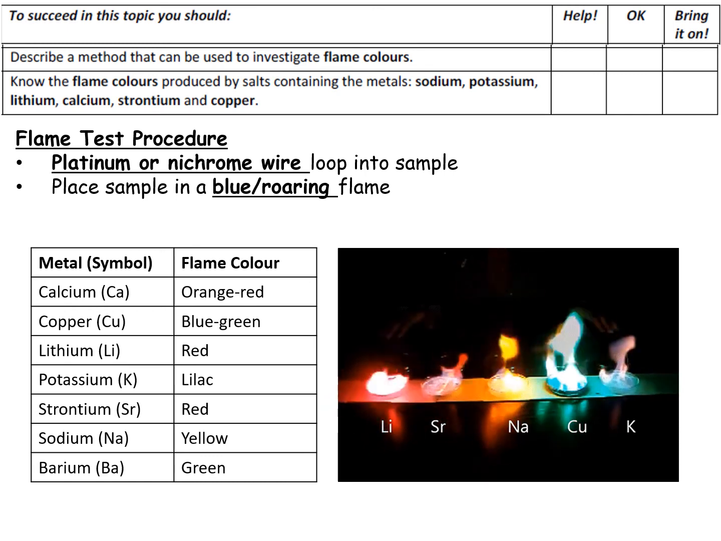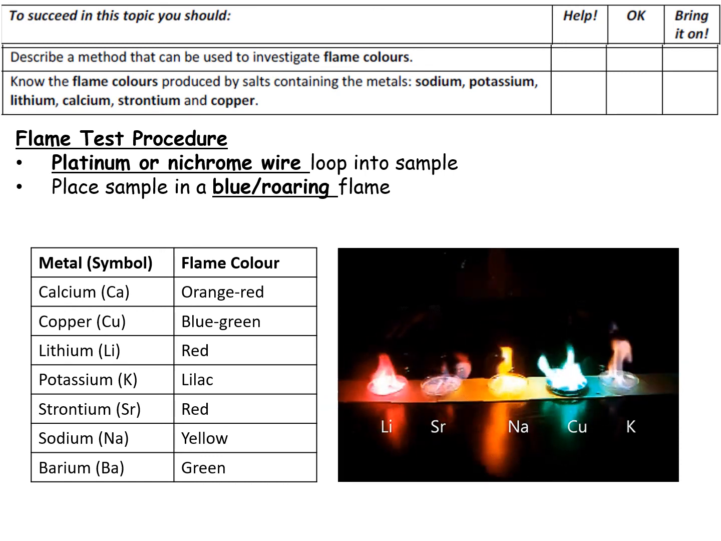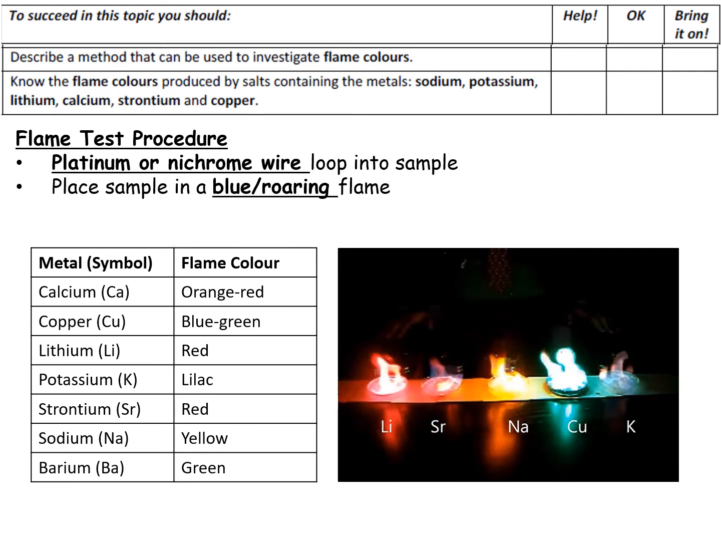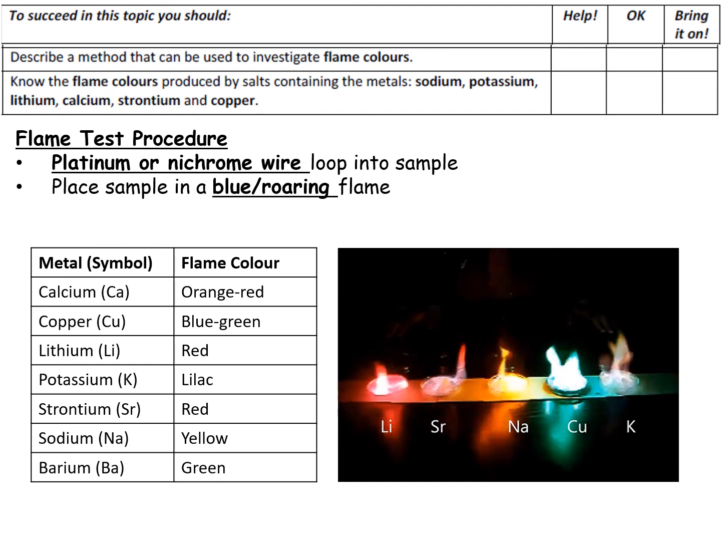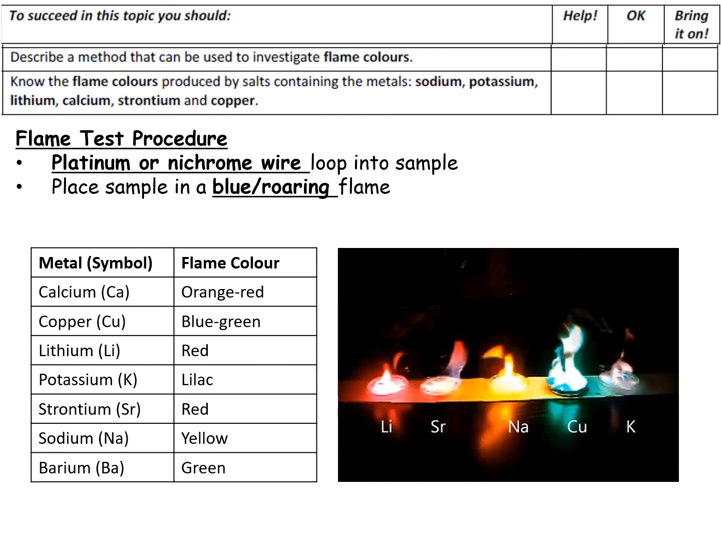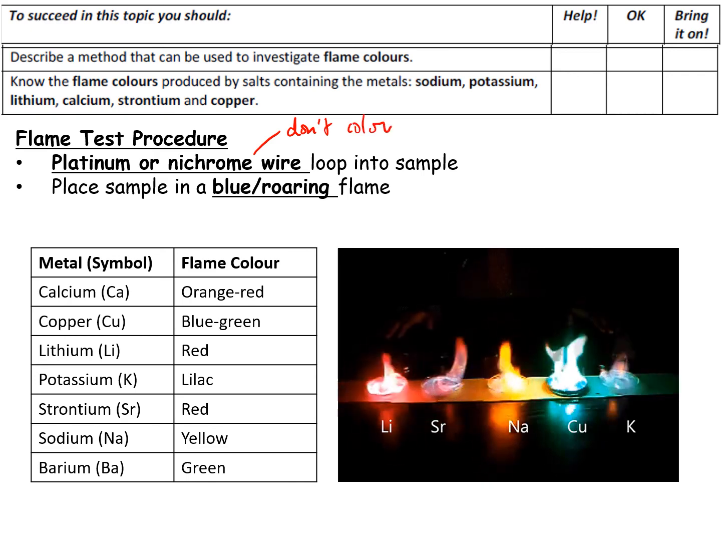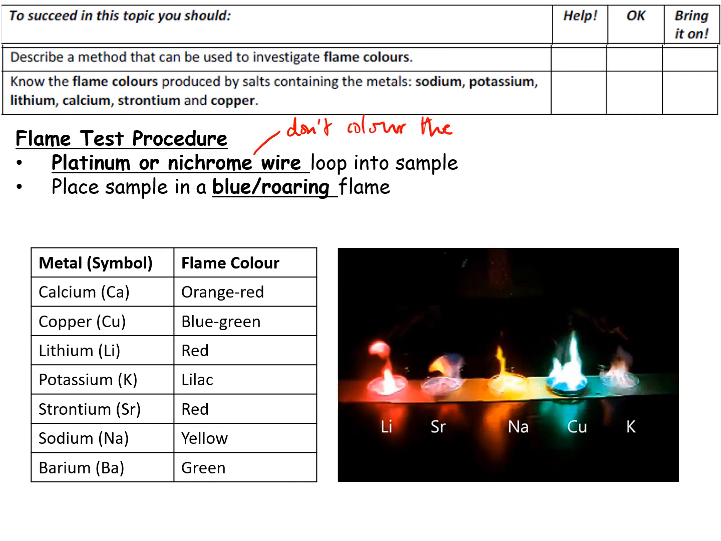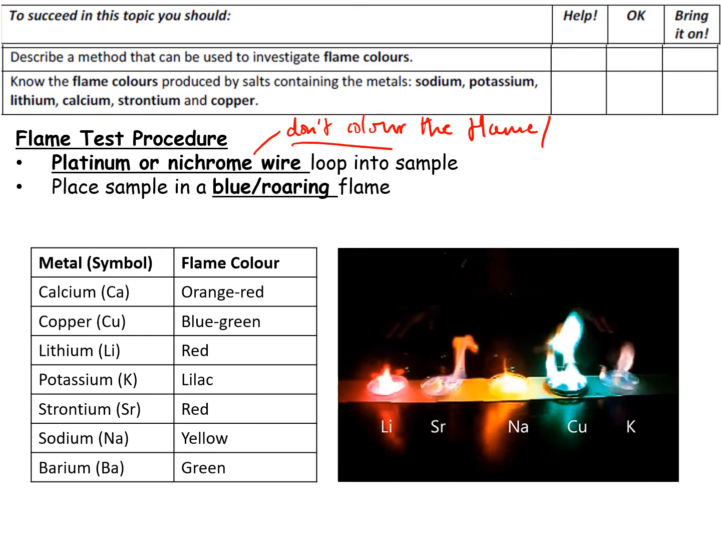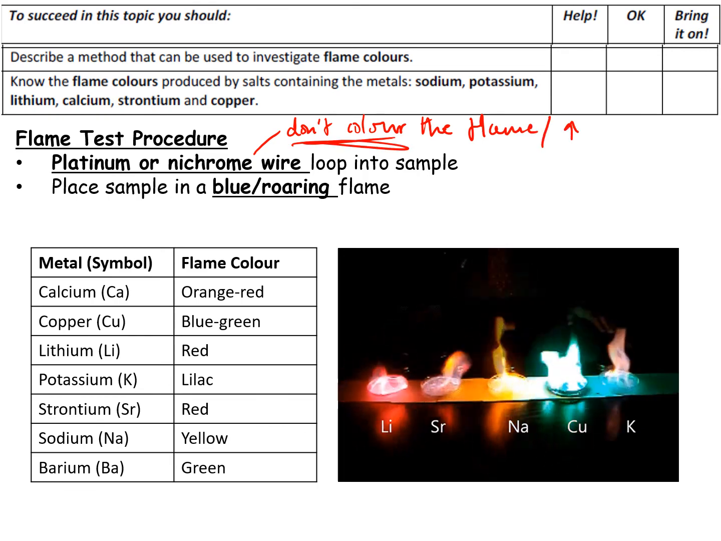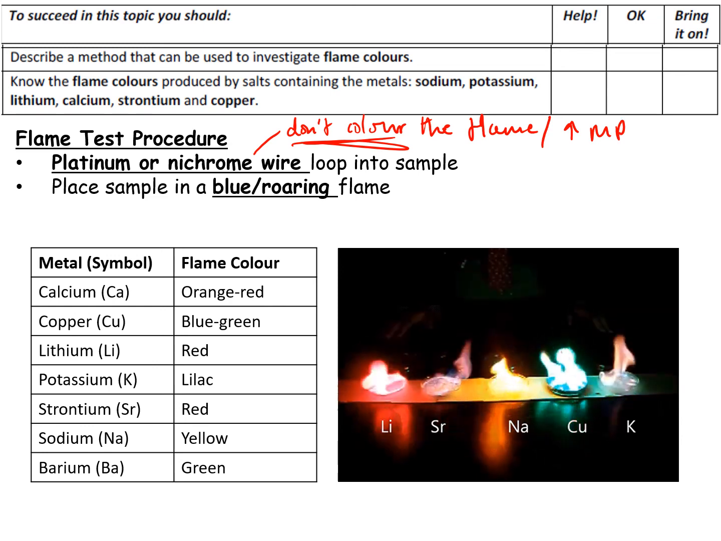And then your last part in your last topic is describing the method used to investigate flame colors, and this is your flame test procedure. Platinum or nichrome wire, and it has to be platinum or nichrome. That's just because these don't color the flame, and they have a high melting point, so they won't melt when you do it. So there's two reasons why we use platinum or nichrome wire.